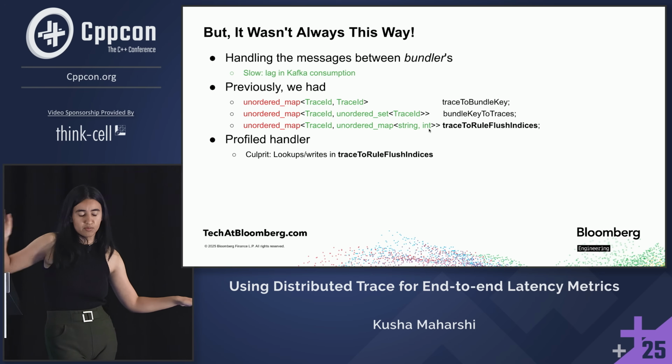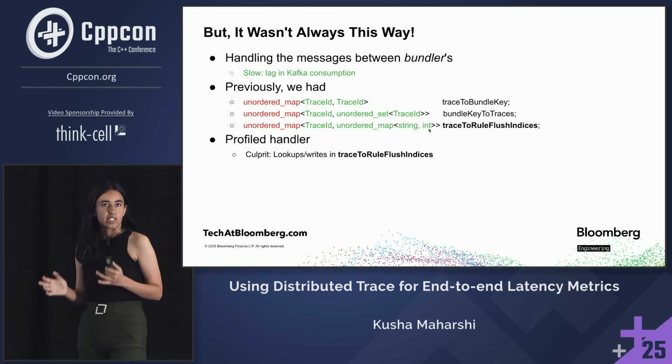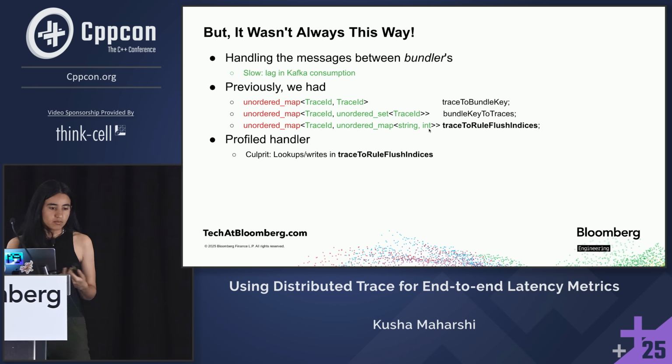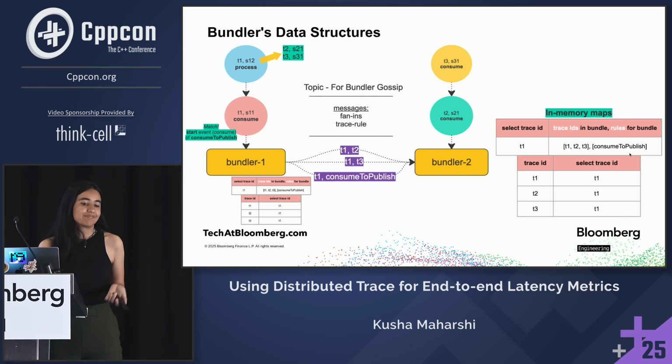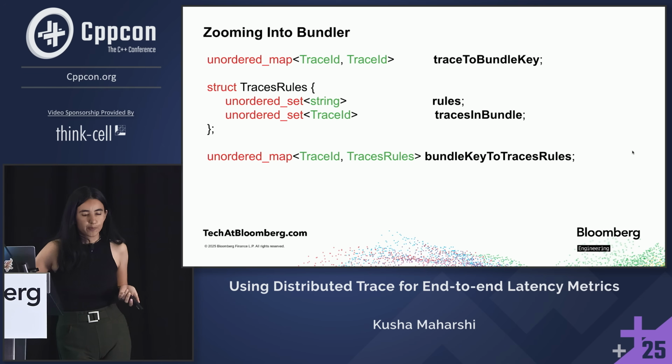It's okay if you don't understand what I'm saying right now, but we were storing a lot of information that we probably didn't need to, because we realized that really what we needed was the rules that match a trace bundle, not the rules that match a trace.